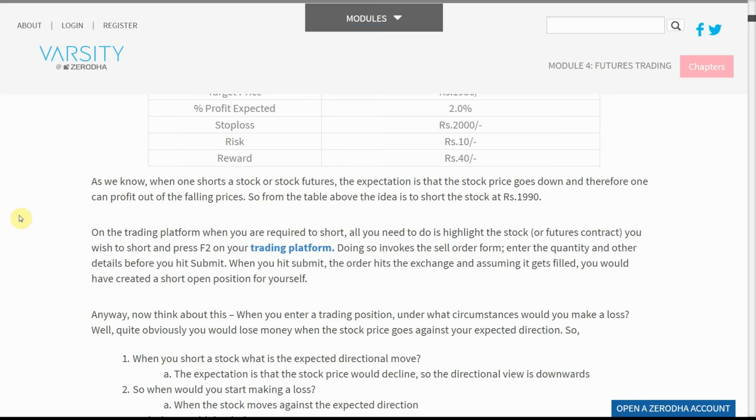Target price 1,950 rupees per. Percent profit expected 2.0%. Stop loss 2,000 rupees per. Risk 10 rupees per. Reward 40 rupees per.